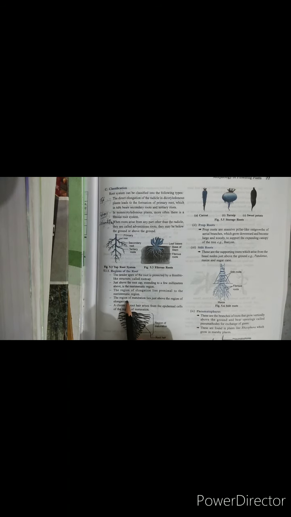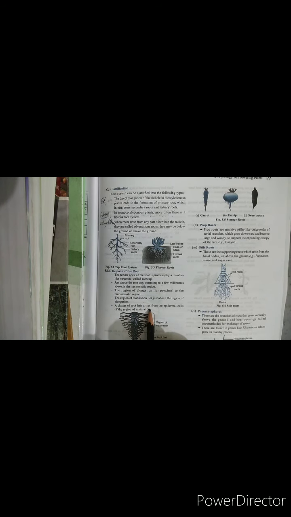and the region of maturation lies just above the region of elongation. A cluster of root hairs forms from the epidermal cells of this region, which is called the region of maturation.